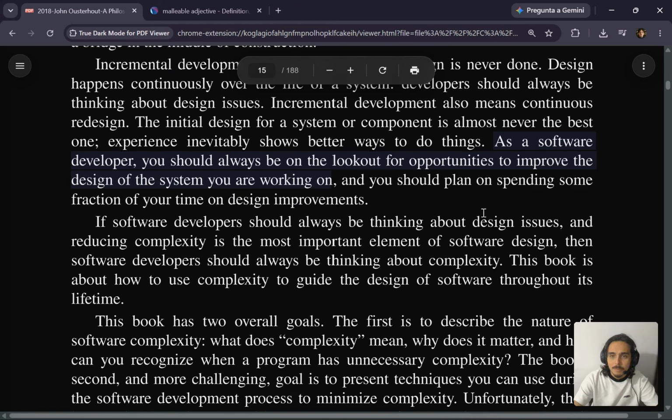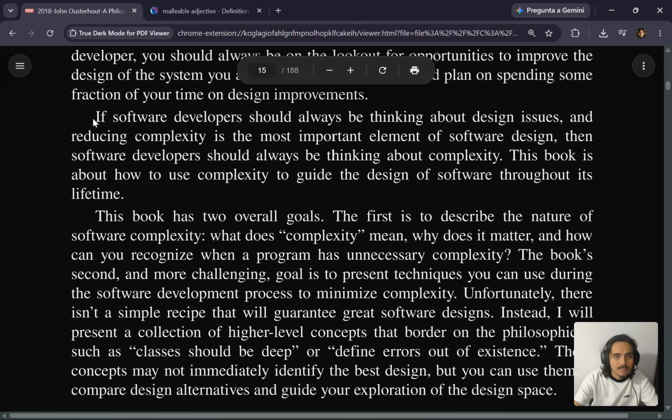And you should plan on spending some fraction of your time on design improvements. I think this is okay. Yeah, we don't need to add that. If software developers should always be thinking about design issues, and reducing complexity is the most important element of a software system, then software developers should always be thinking about complexity. So yeah, complexity, complexity, complexity. This is a very important word to understand and to keep in our minds when thinking about software design. This book is about how to use complexity to guide the design of software throughout its lifetime.